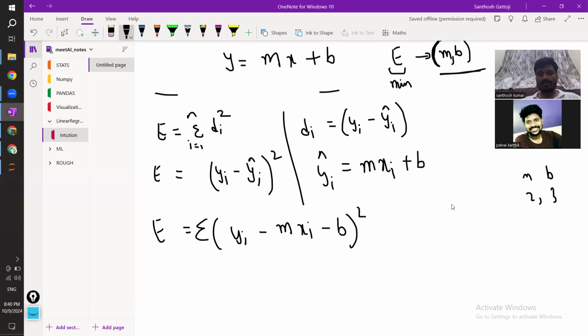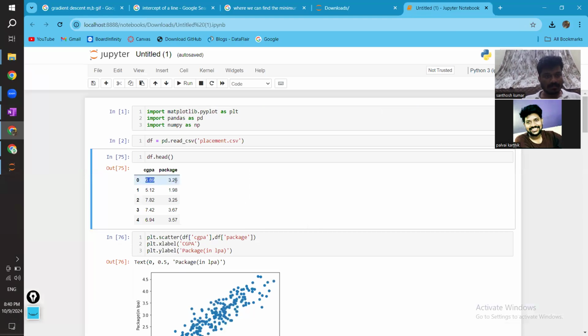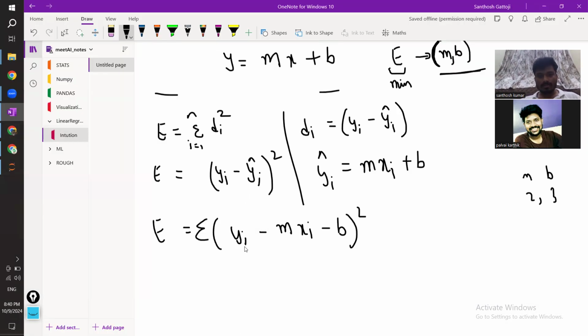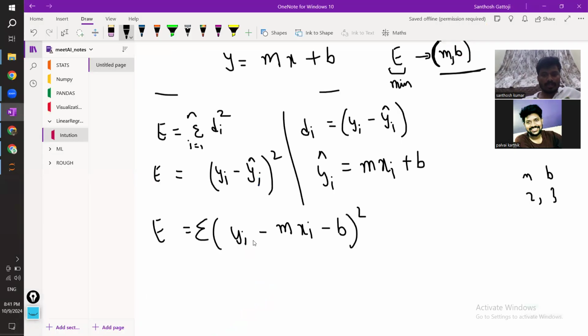Let's say, just as an example, you are having the CGPA and package. This is the first data point, 6.8 and 3.26. Y will be 3.26, package is y, and CGPA is x, which is 6.8. You put it over here, and m and b you will have some values, 2 and 3.